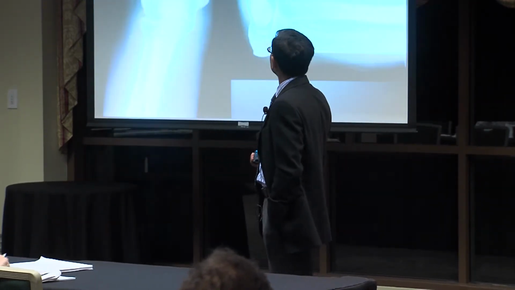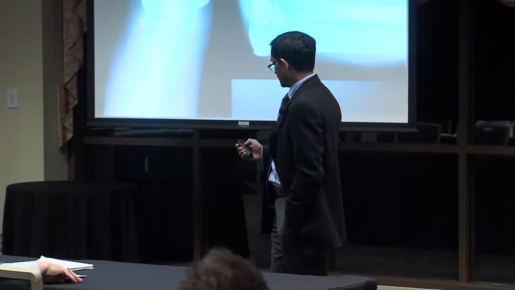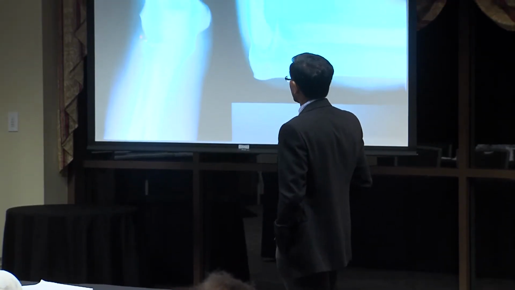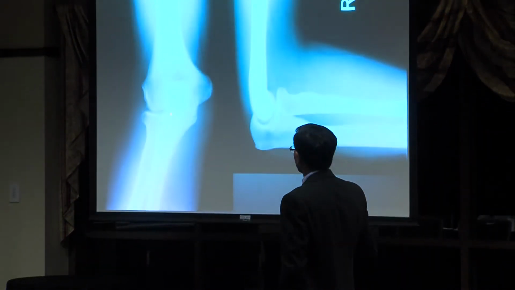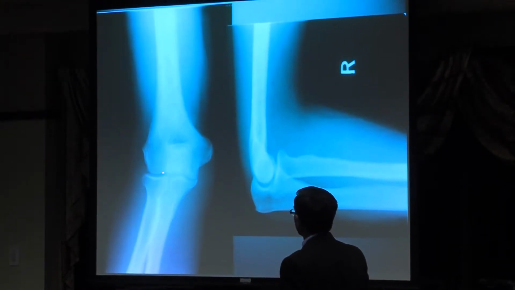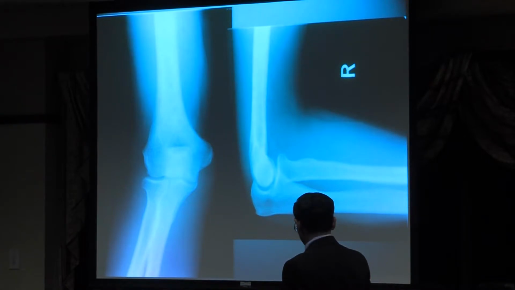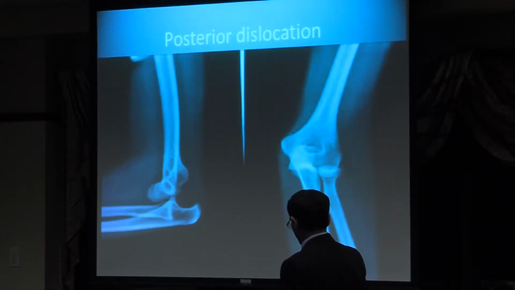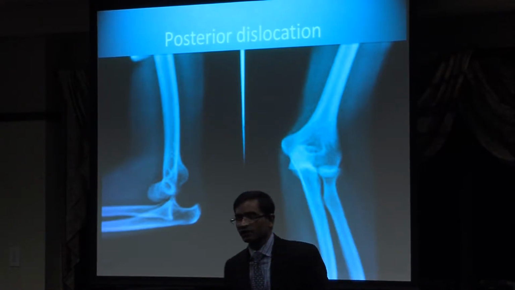Okay. So just to keep in mind, these are the normal landmarks you see. You see the congruent joint. This is the ulno-humeral joint, and this is the radiocapitellar joint, and they need to be congruent. This is the dislocation. This is an anterior or posterior dislocation.